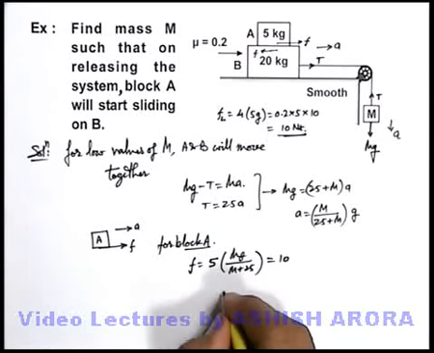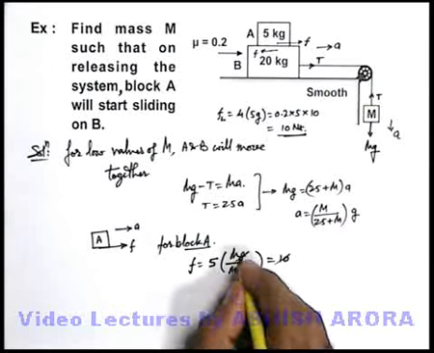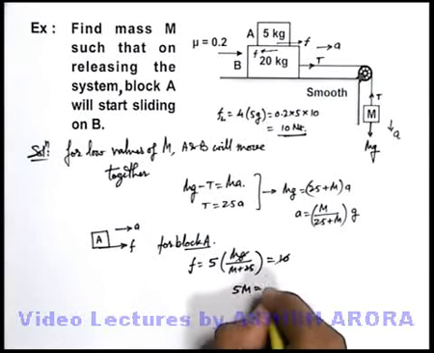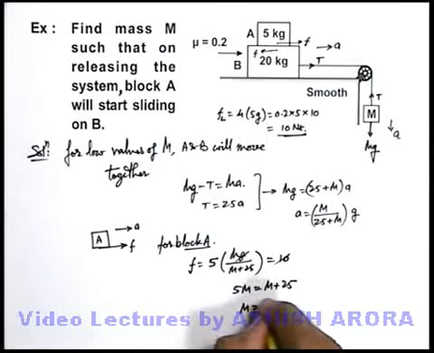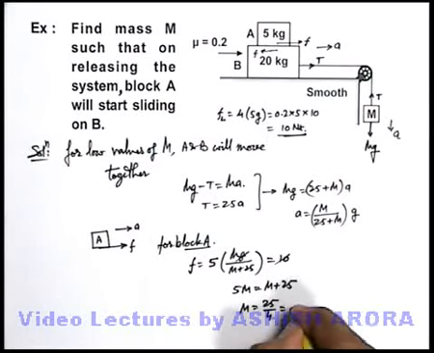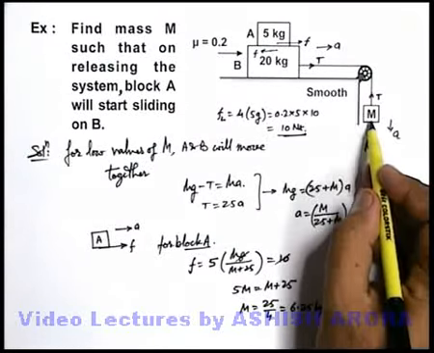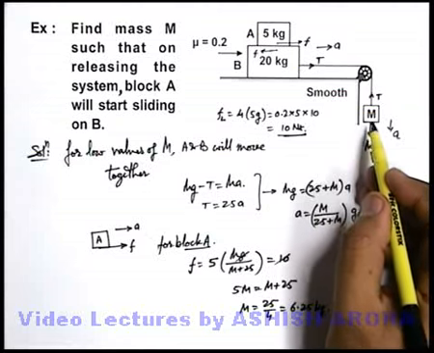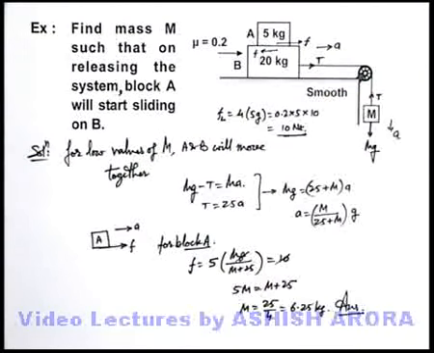And now you can easily solve it. g can also be taken as 10, so this g and 10 get cancelled out. It will give us 5m is equal to m plus 25. So m can be written as 25 by 4, that is 6.25 kilograms. And this is the answer to our question: if this mass is 6.25 or more kilograms, then block A will start sliding on block B.